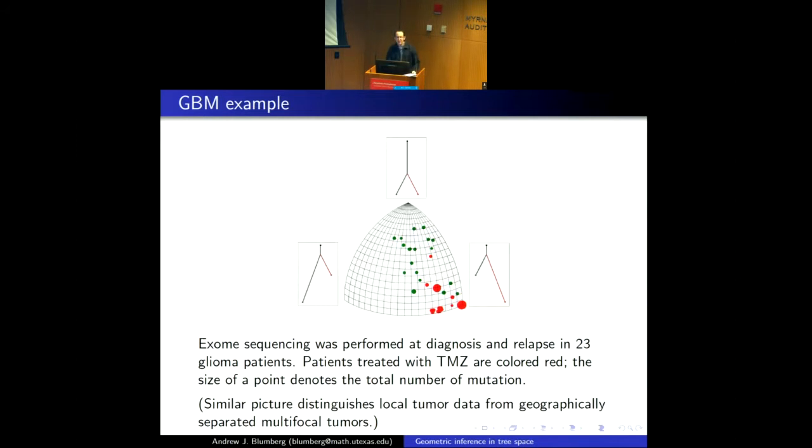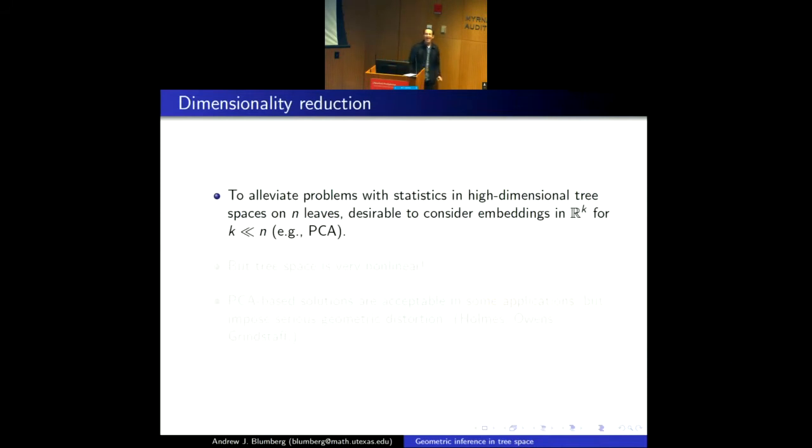But in higher dimensional spaces, it's really hard to know what to do. And so what you always do when you have a high dimensional space is that you try to do dimensionality reduction. So maybe you embed in Euclidean space, if you have n leaves, you embed in a very small Euclidean space using something like PCA. And here, PCA is a proxy. Of course, there are many kinds of spectral methods or other kinds of ways you could imagine embedding this stuff.